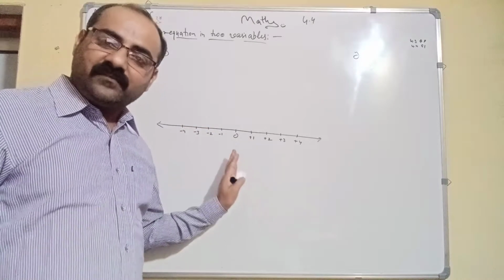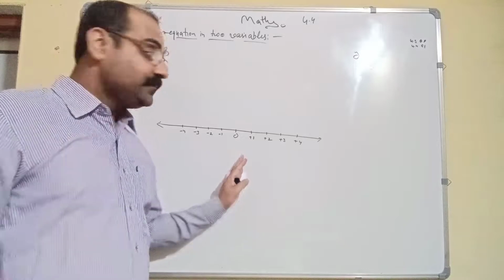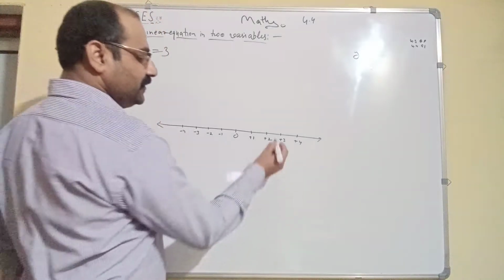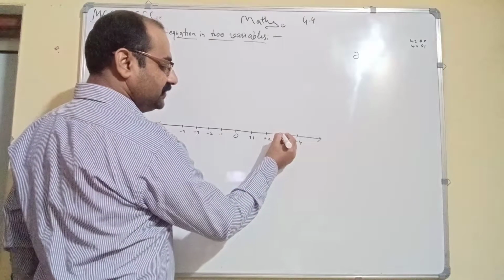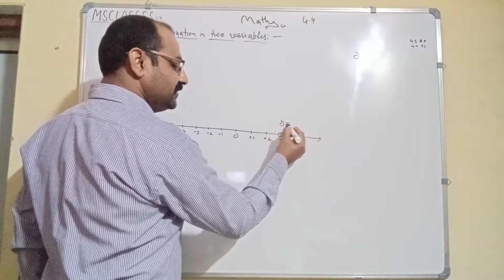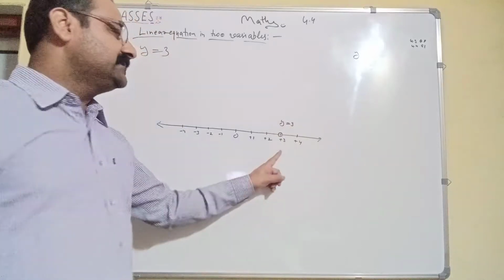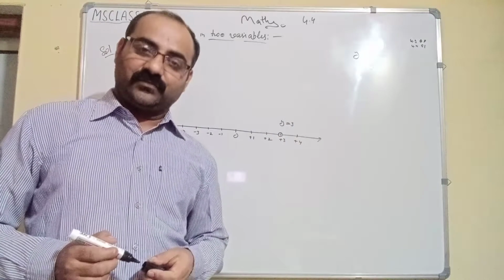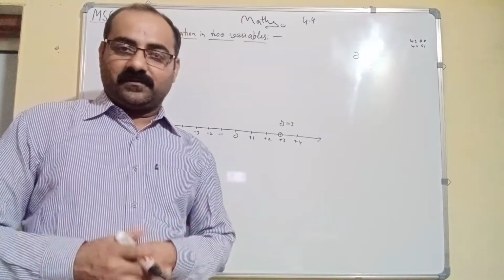So guys, this is a one variable representation, right? So we have y is equal to 3. So here, simple, this is y is equal to 3. So the coordinate is, your equation is y is equal to 3. So this is the representation of the equation as a one variable.